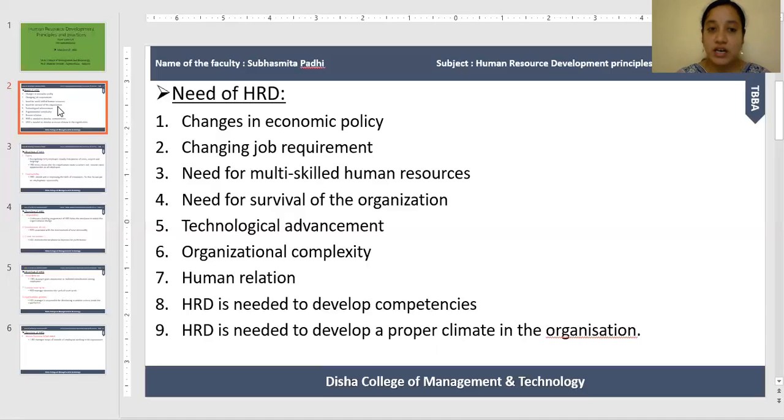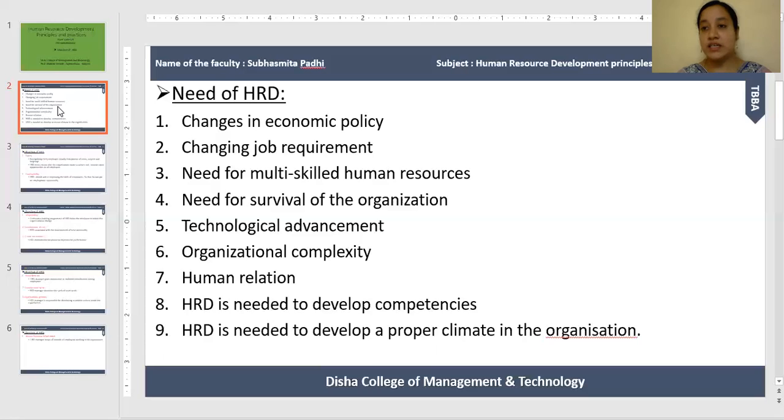The next need for HRD in an organization arises due to the concept of multi-skilled human resource. So for meeting the global challenges, the organization wants high skilled people, multi-talented people, and people who have the ability to work in a multicultural environment, who can do multitasking, means at a time they can perform more number of jobs, more number of tasks.